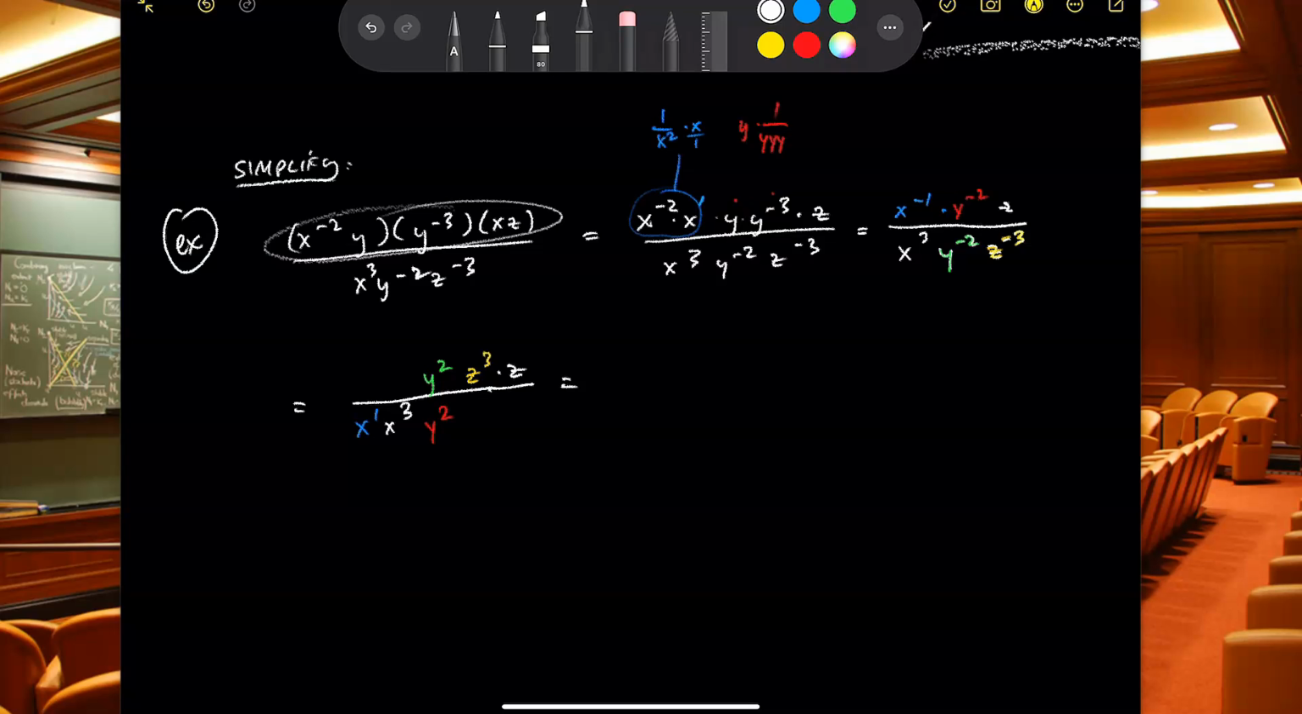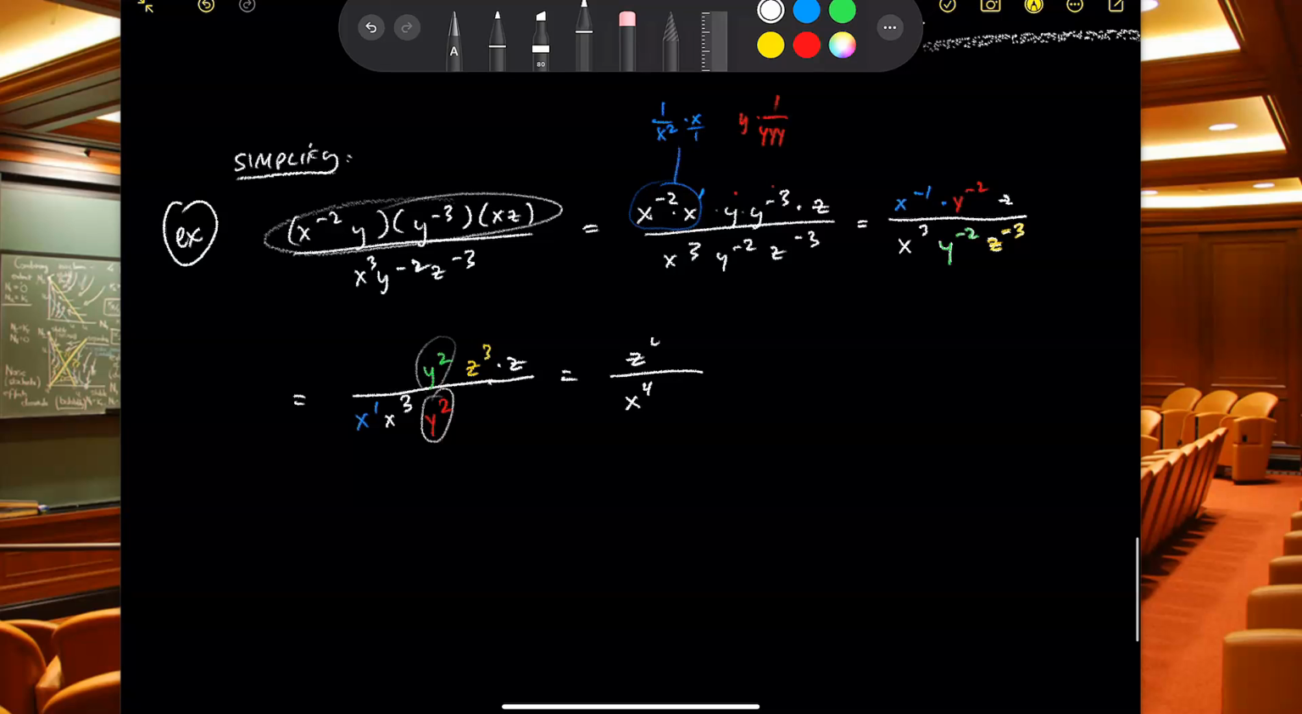So what are we left with? Well, in the bottom we have how many x's? X to the 4th. The y terms cancel. We're just left with 1 there. And how many z's do we have? In the top we have 4. Okay. So a couple notes here.